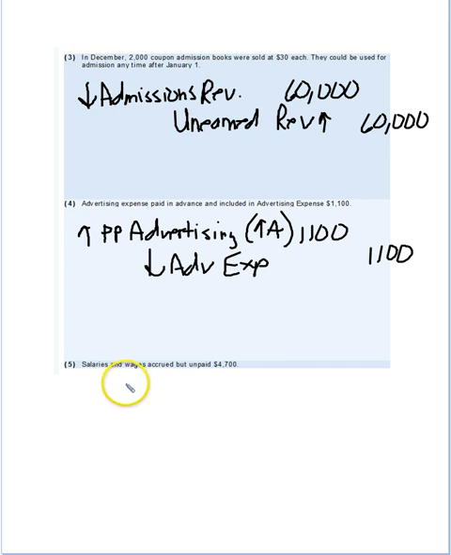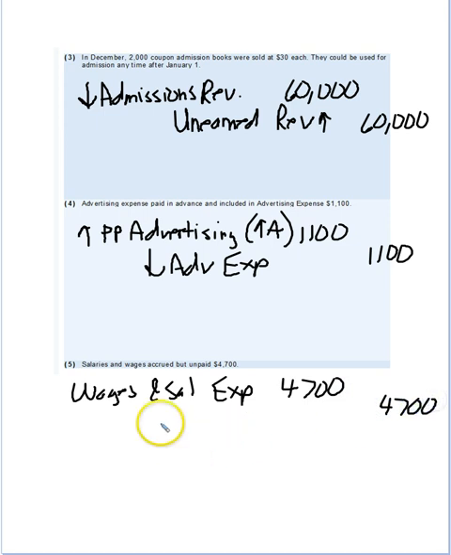Oh, I thought that was the last one, but there is one more. Salaries and wages accrued, but were unpaid, $4,700, so there wouldn't have been a prior entry for this. So we have wages and salary expense that hasn't been recorded yet. It hasn't been recorded yet because it hasn't been paid. If it hasn't been paid, it's a payable. So wages and salary payable. So put it in a liability account.